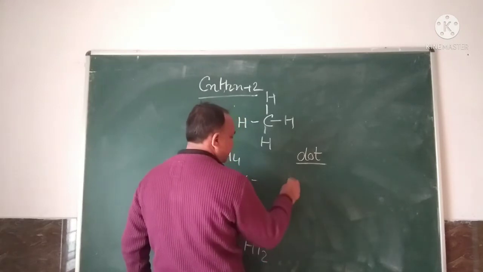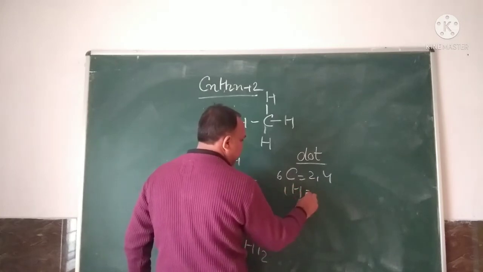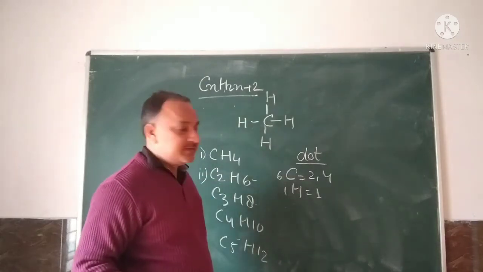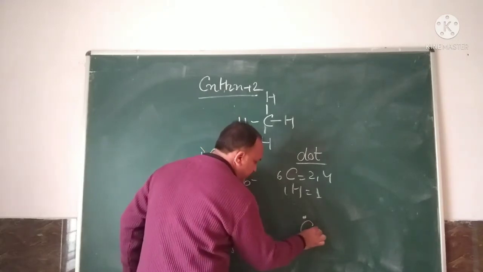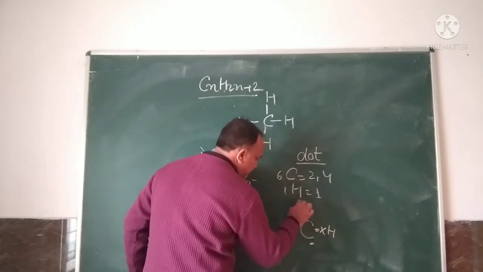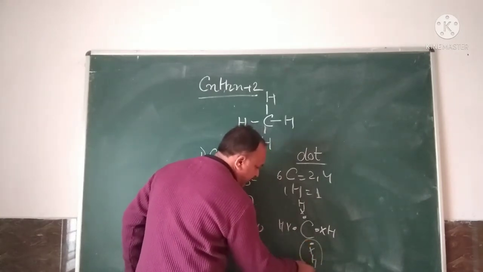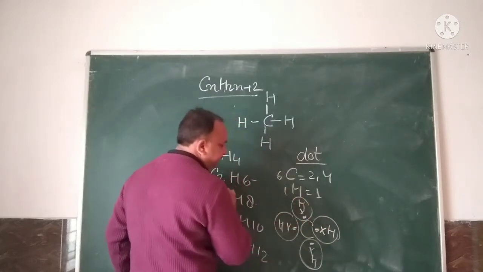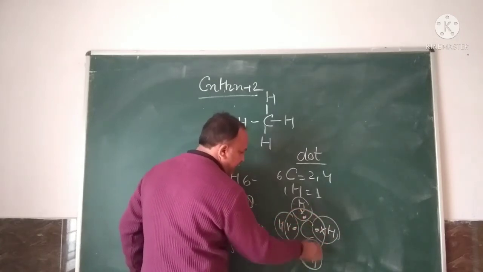In the dot structure, carbon has atomic number 6, with electronic configuration 2, 4, and hydrogen is 1. Then we indicate the number of electrons. Carbon has 4 electrons, 1, 2, 3, 4, and hydrogen is indicated by 1H, 1H, 1H, like this. In this way, hydrogen has 2 fulfilled, and carbon has 8 electrons in the middle of that structure.